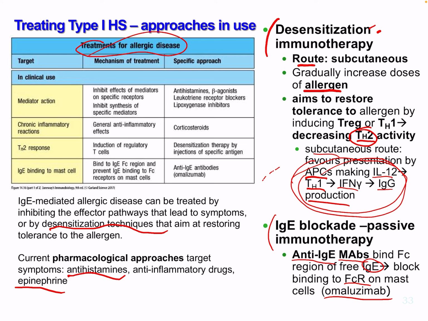So, treatments for allergic diseases. Again, we have mediator actions. We can affect their chronic inflammatory reactions, their Th2 response, and IgE binding. So again, we have anti-IgE antibodies. We have desensitization therapy by injections of a specific antigen to help remove the Th2 response. To help with the chronic inflammatory reactions, we can give corticosteroids and anti-inflammatories. And to affect our mediator actions, we can give antihistamines, beta agonists, leukotriene receptor blockers, and lipoxygenase inhibitors. Again, we talked about mast cells and basophils releasing histamines, so we can block that, for example, with antihistamines.